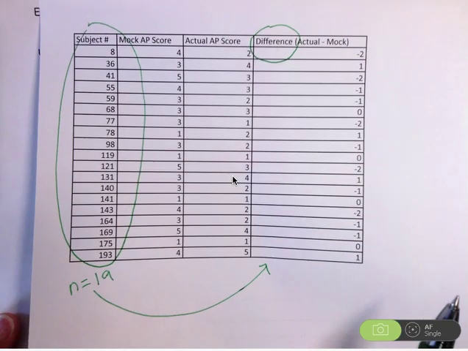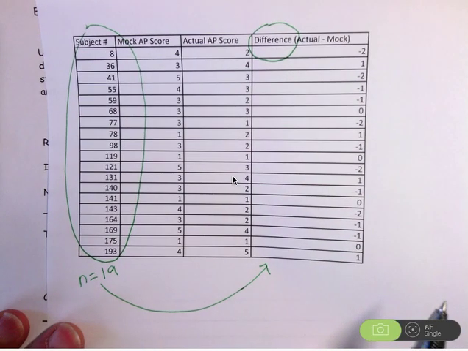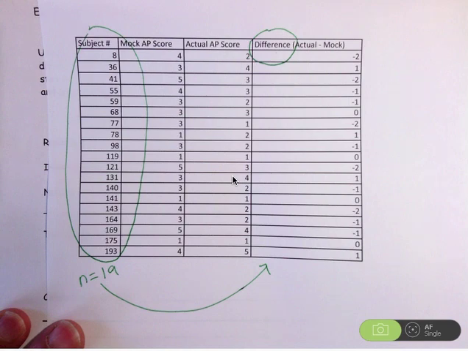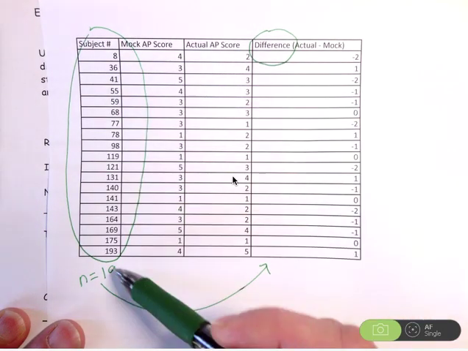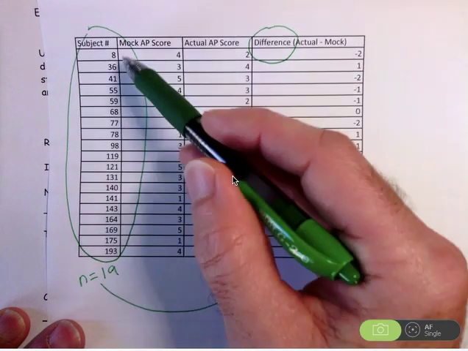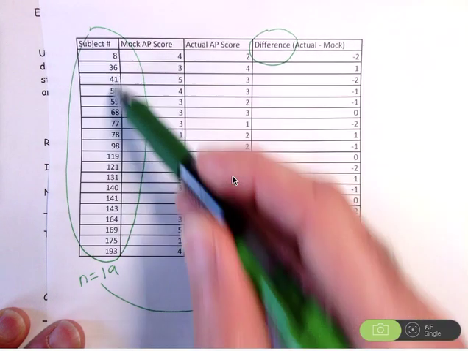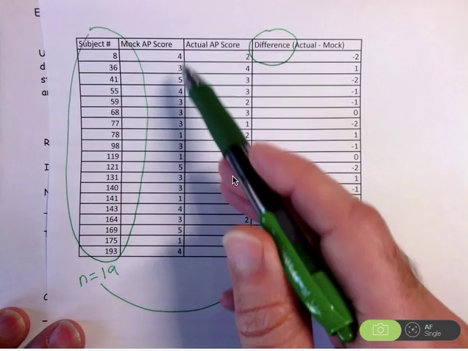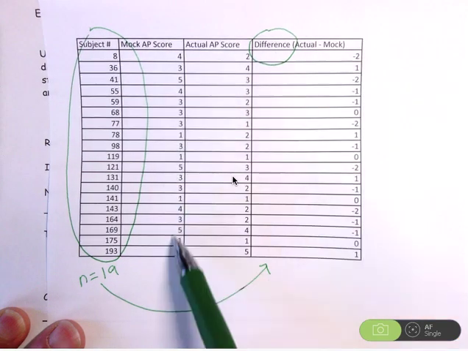This is the real data. So something important to consider. There is only one random sample. Here is our random sample of 19 students, and of course I took their names off, so these are their subject numbers. These are their mock AP scores.